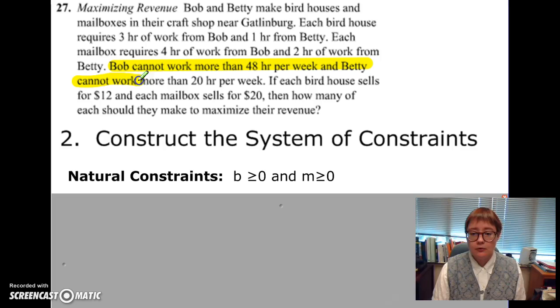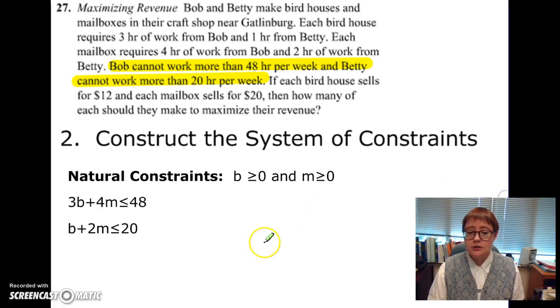There is the ticket for the rest of the constraints. There's a limited number of hours that each of our people is allowed to work, and there's a certain number of hours it takes for each of them to work on the mailboxes and the birdhouses. So let's see how this works out.